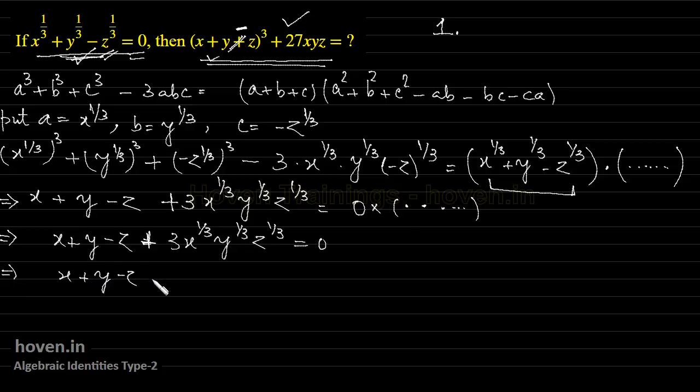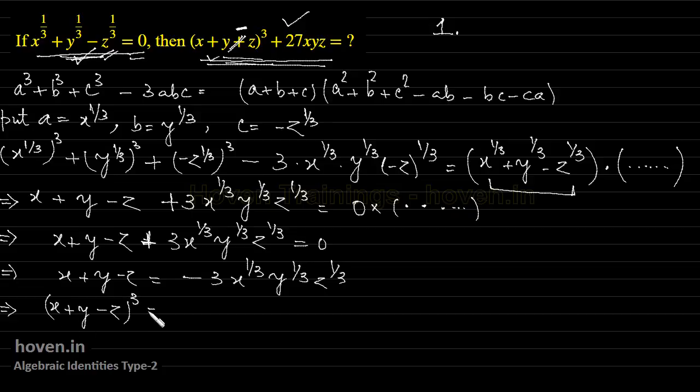x plus y minus z, you take this to the other side. It becomes this, which implies, now you will cube both the sides to get rid of these powers of 1 by 3 because these powers are not here. Put a cube, x plus y minus z whole cube is equal to this minus sign multiplied by 3, 3 times will be minus only. This will be 27, and x and y and z. This is what will be left, because x raised to the power 1 by 3 to the power 1, 3 will be x, etc.